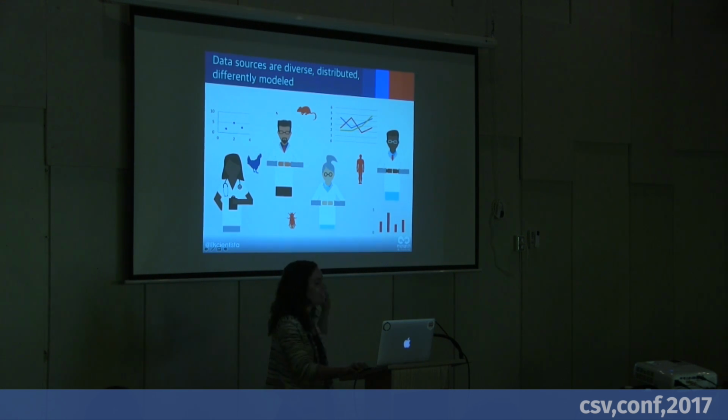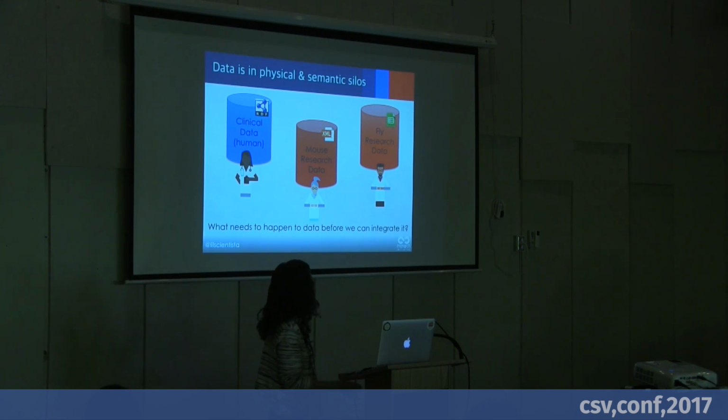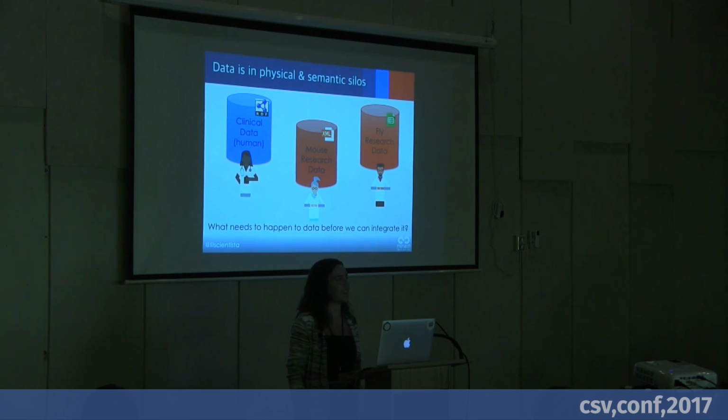So besides these problems, we also have data that is in physical and semantic silos. As you can imagine, like I mentioned, you have different research groups that are all producing this different data, and they don't share very well. Frequently, data is only shared when it's published, and then only the positive results are shared, and this can take a really long time to write a paper and get it published, for anyone that's been through that cycle.